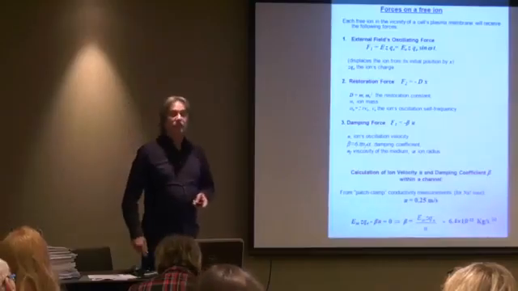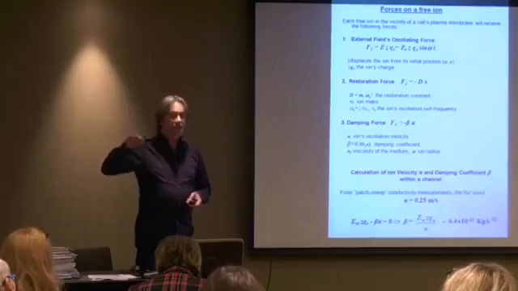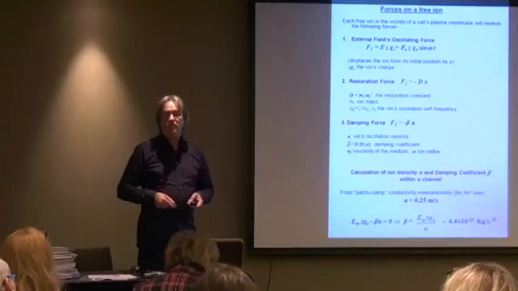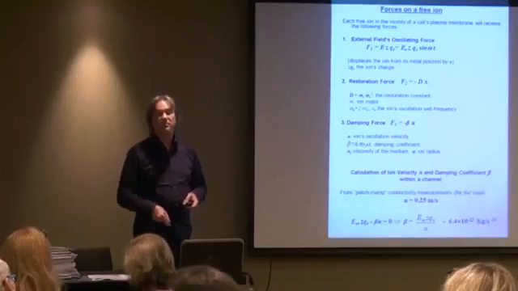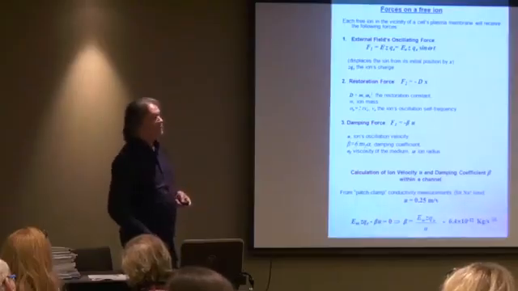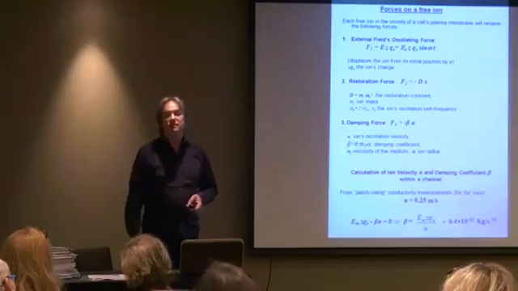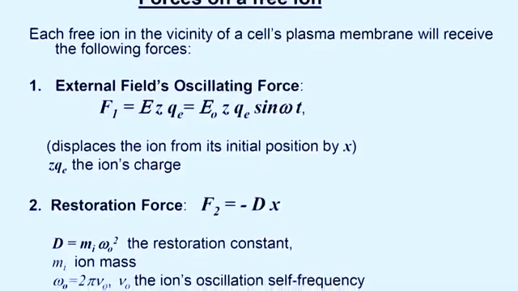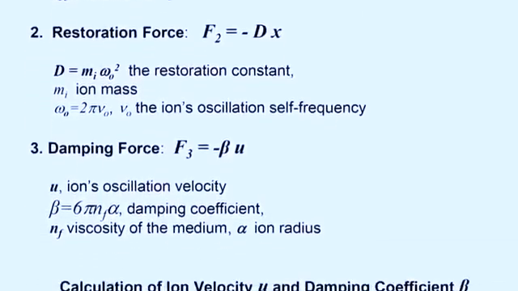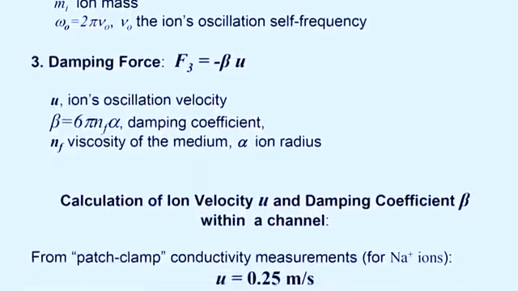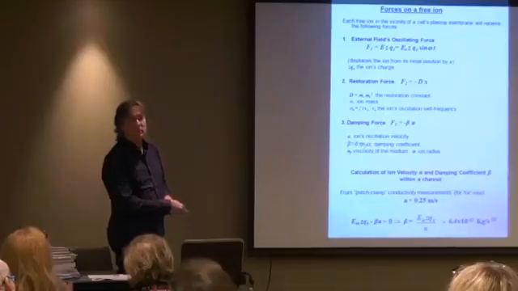We have patch clamp recording measurement data that have measured the electric current through an open channel. And knowing that the ions pass one by one through the channel, we can calculate the velocity of the ion passing through the channel. And this is calculated to be 0.25 meters per second. So this is the order of velocity that we have for ions within a cell. This is the order of magnitude. And then, having this velocity, we put these 2 forces together, the damping force and the force from the membrane of the cell, and we can calculate the damping coefficient. And this is the value of the damping coefficient for a voltage-gated channel.